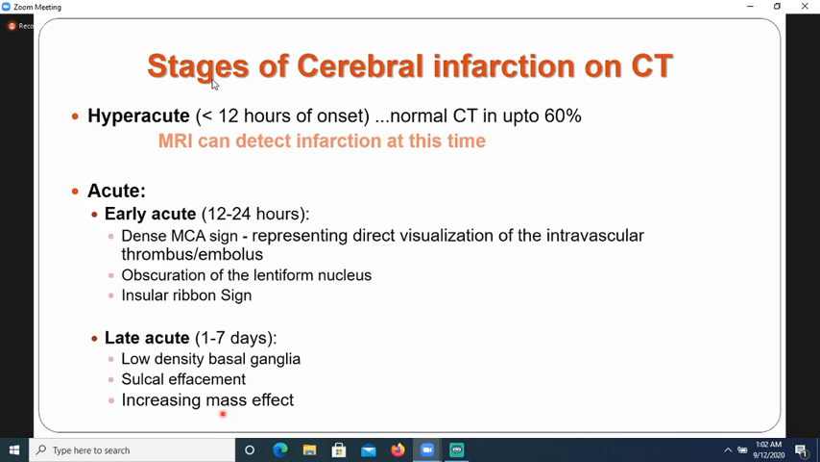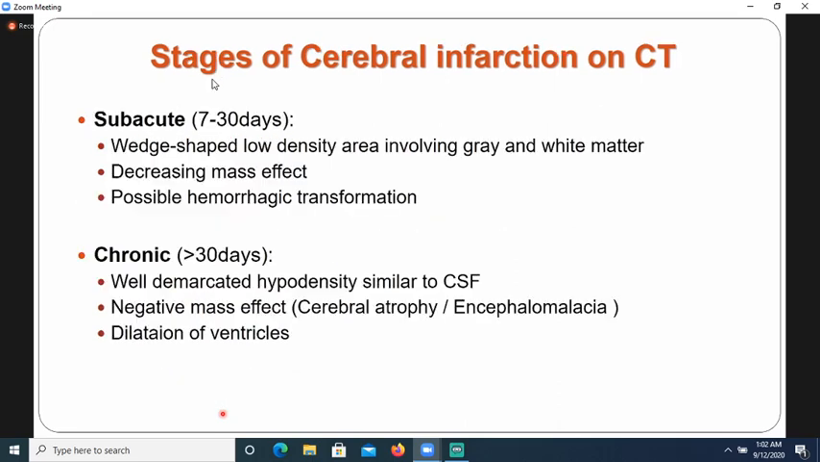Then there is the subacute phase, meaning 7 to 30 days. There is a wedge-shaped low-density area involving the gray and white matter, and with time there is a decreasing mass effect. In the subacute phase, hemorrhagic transformation of the infarction can occur. While chronic means more than 30 days, there is a demarcated hypodensity, which is similar to CSF, because now the tissue has become necrotic and is replaced by fluid, CSF. So it gives a signal similar to CSF.